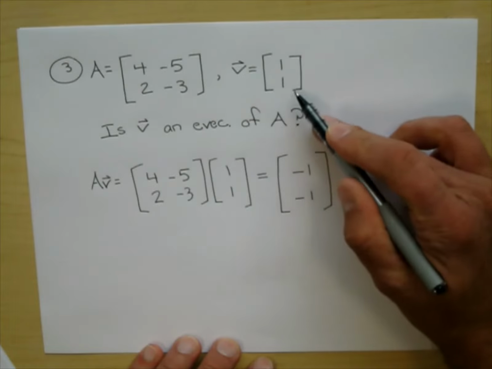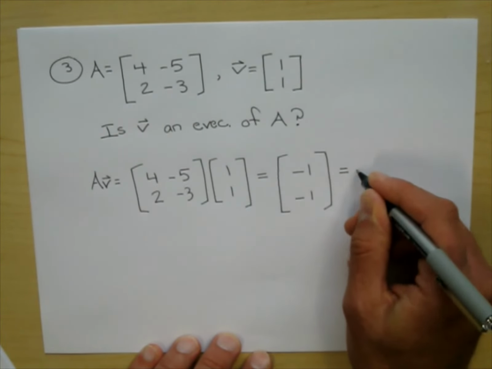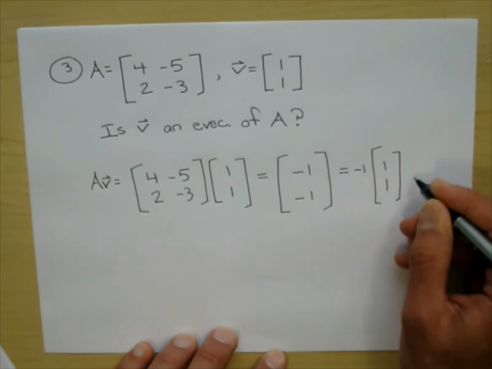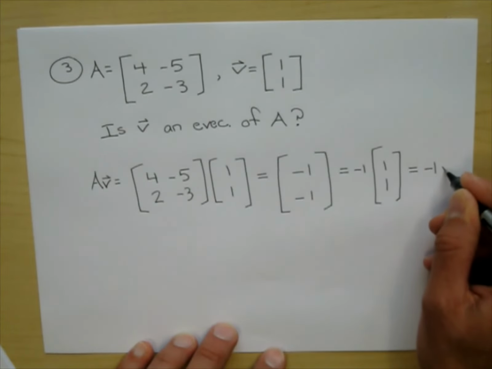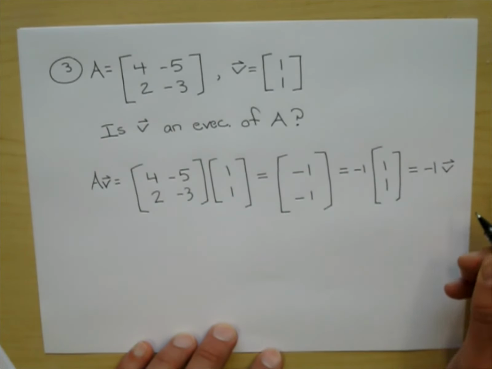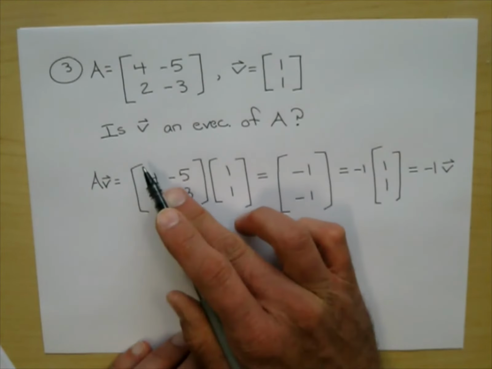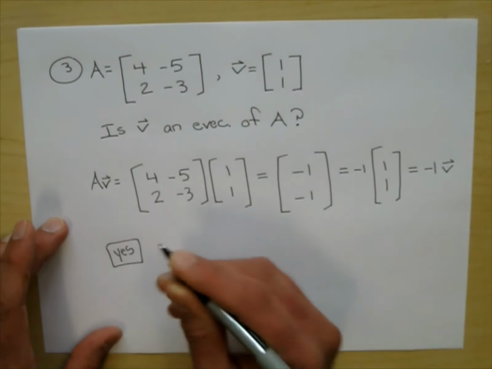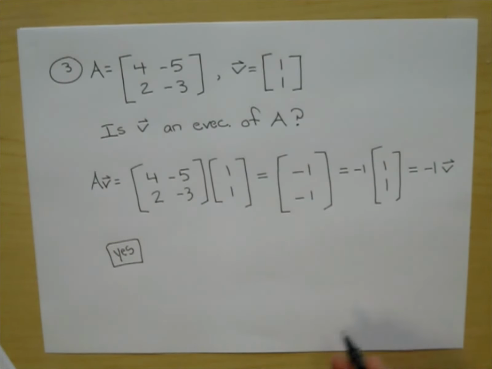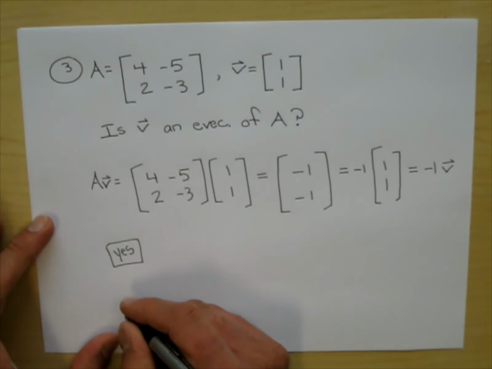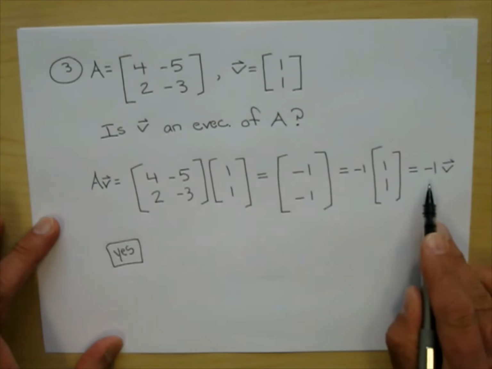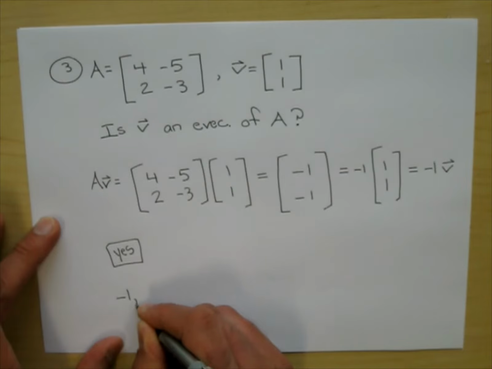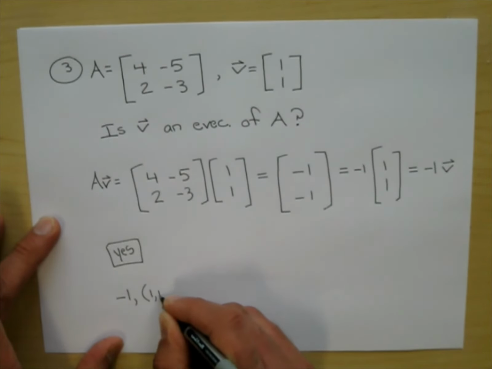Is this a multiple of my original vector? Yeah, I can go like this. I can go -1 times 1, 1. Or we can write this as -1 times the vector. So the answer to this question, is V an eigenvector of A? The answer is yes. In fact, I'll put some more information here just so we can get used to this concept that eigenvalues and eigenvectors come in pairs. The eigenvalue is -1.